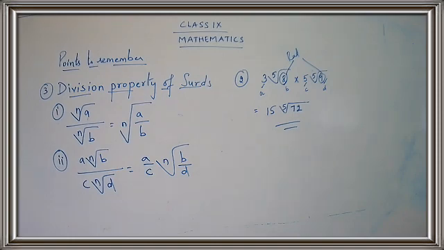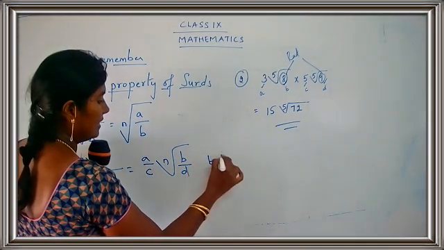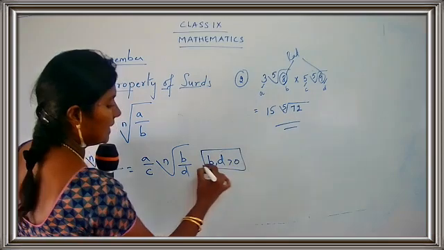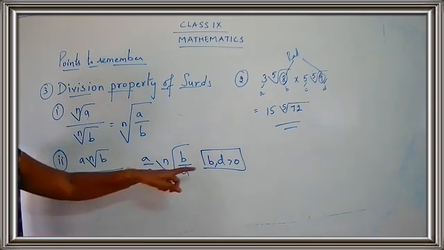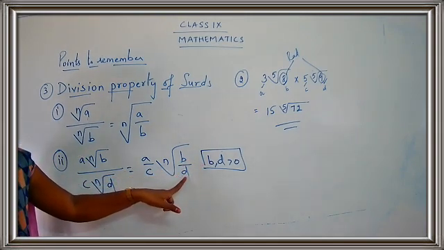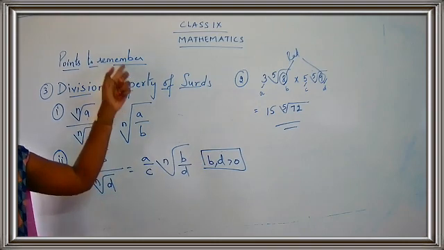So you can just mention the condition over here, children. B and D is greater than 0. This condition is applicable for both multiplication and division. So when you do the multiplication of surds and when you do the division of surds, remember that B and D should be greater than 0. So this condition is also applicable to the multiplication property.